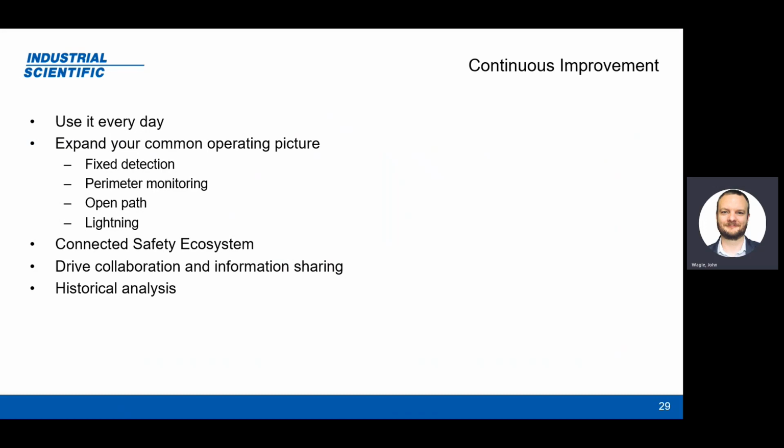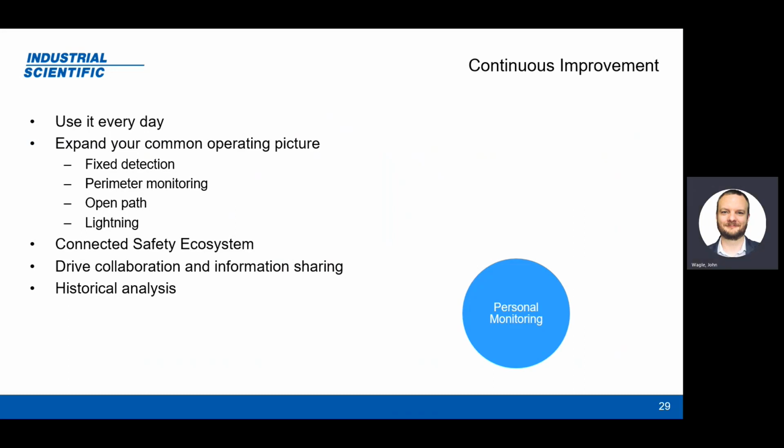In order to continuously improve this process, we should try to use it every day, as well as expand our common operating picture. We can accomplish this with fixed detection or perimeter monitoring, open path and lightning detection. A connected safety ecosystem is always very valuable, and we can drive collaboration and information sharing, as well as performing historical analysis.